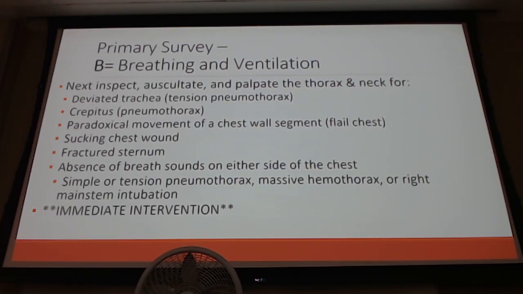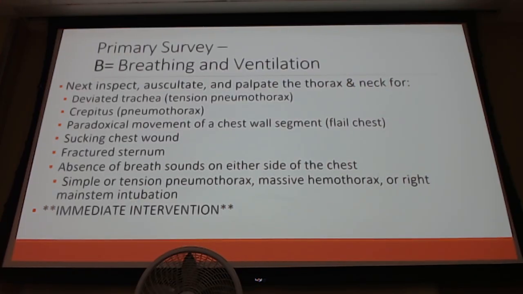All right, next we're checking breathing and ventilation. So look at the chest. We're auscultating, we're palpating the thorax, we're feeling for any crepitus. We're looking for any paradoxical movement of the chest wall, unilateral chest rise or fall, or any absence of breath sounds while we're auscultating.